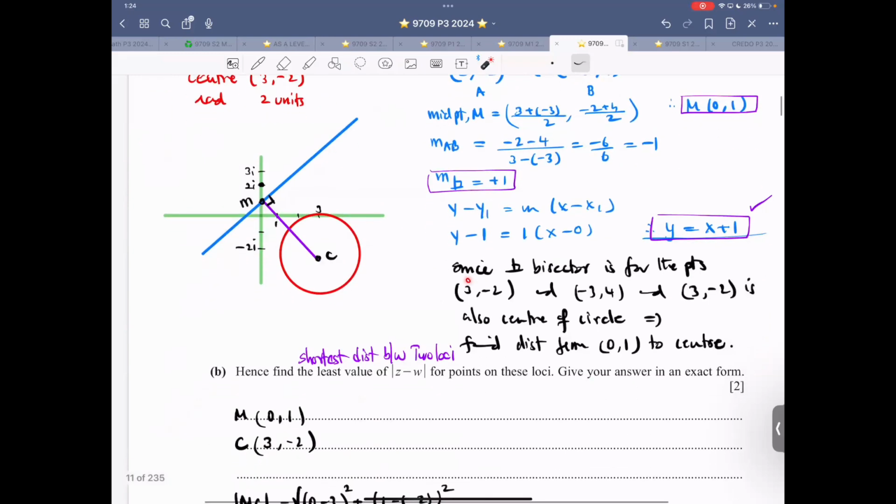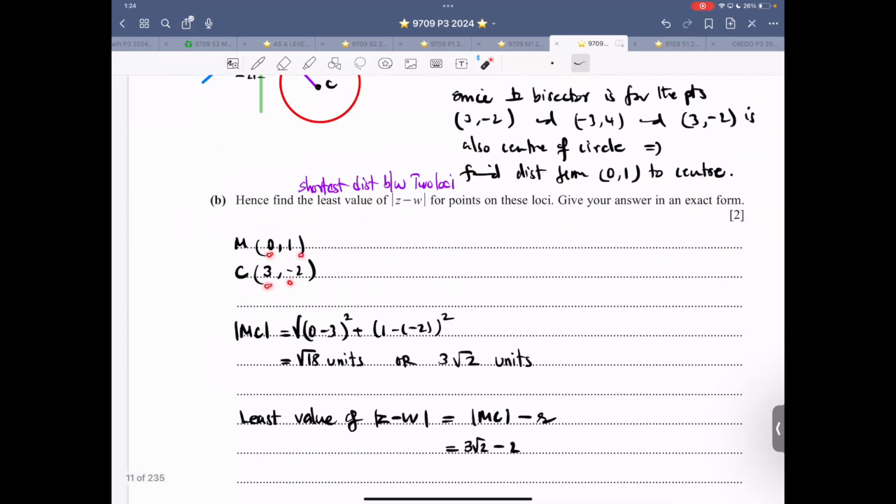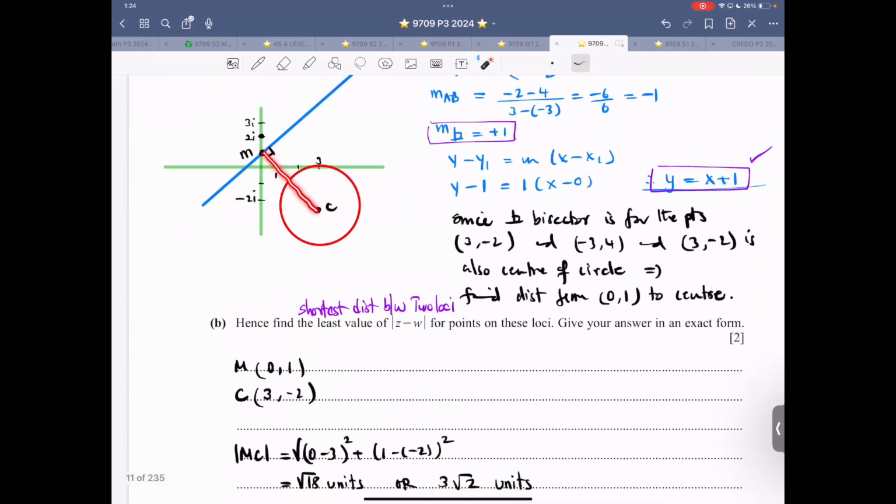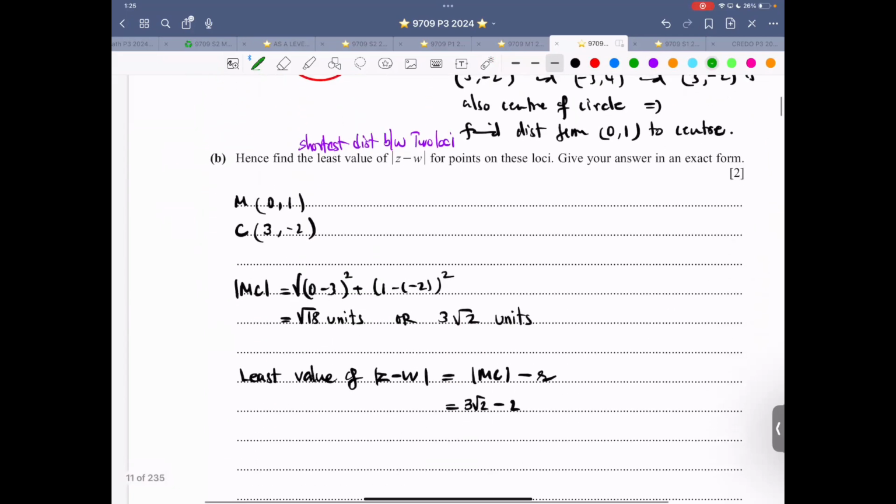So now over here, since perpendicular bisector is for these 2 points, and 3, -2 is also the center of the circle, find the distance from 0, 1, which is the midpoint, all the way till the center. So now 0, 1, 3, -2, this distance is coming out to be √18. I have written in a simplified form. The least value would be this distance minus the radius. So the least distance would be this. Let me label this point as, let's call it T. So this is MT.